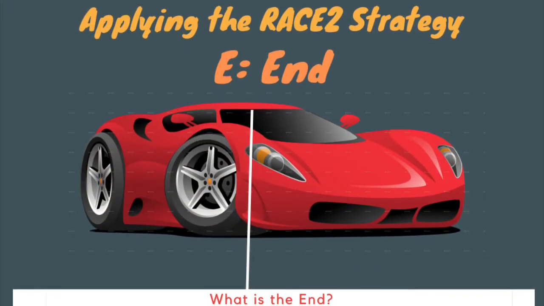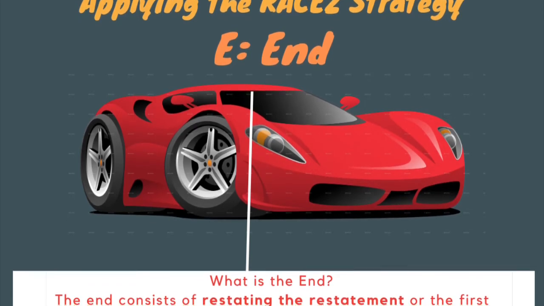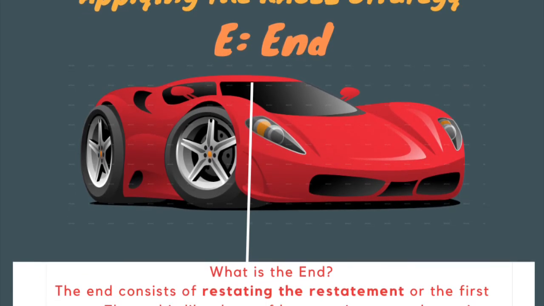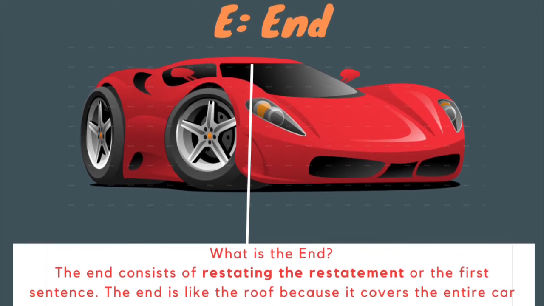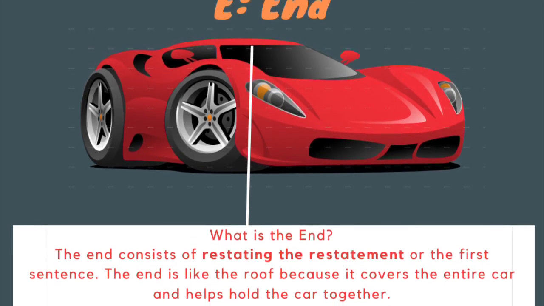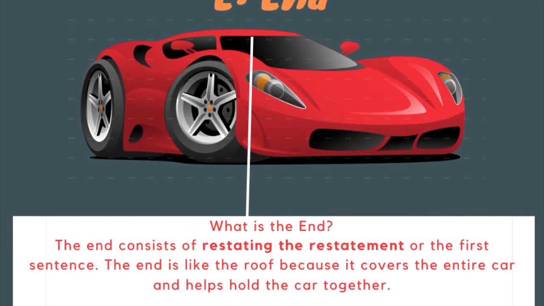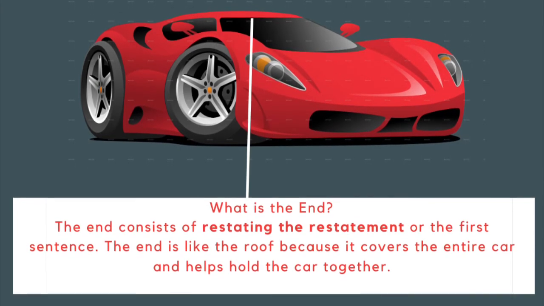Now, back to applying the RACE2 strategy. Finally, the last E stands for end. And what is the end? The end consists of restating the restatement or the first sentence. The end is like the roof of a car because it covers the entire car and helps hold the entire car together. Now I will provide an example as to what the end looks like.